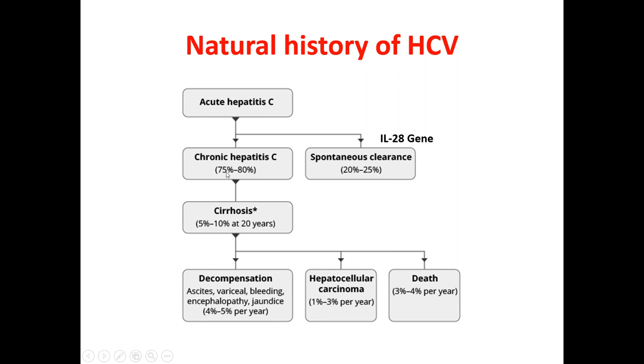Now, some individuals with chronic HCV will further progress to cirrhosis, which occurs over a period of 10 to 20 years. People who consume alcohol, or who take other drugs which can cause liver injury, or who have concurrent HIV infection, may be at higher risk. Around 5 to 10% of patients with chronic hepatitis C may land up in cirrhosis. Once cirrhosis occurs, further progression can occur in the form of decompensation. These people can develop tumor and ultimately end-stage liver disease and death.